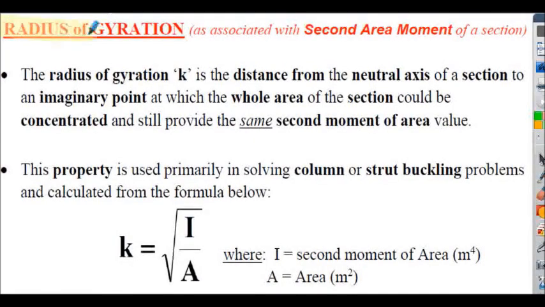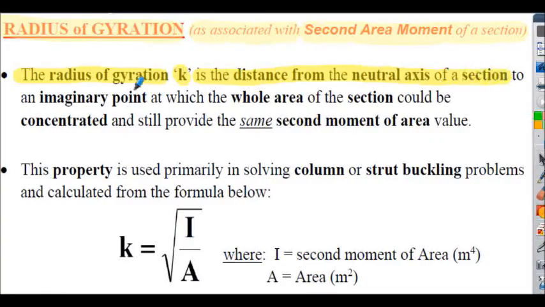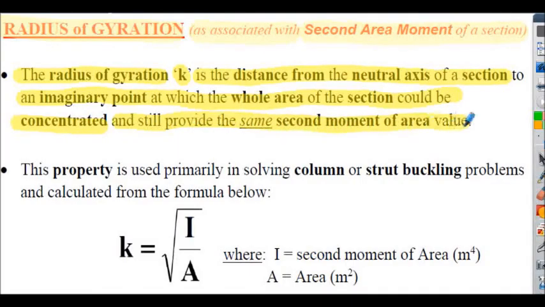Let's now consider the radius of gyration as associated with the second area moment of a section. The radius of gyration, usually given the symbol lowercase k, is the distance from the neutral axis of the beam section to an imaginary point at which the whole area of the section could be concentrated and still provide the same second moment of area value. Engineers use this k value as it helps simplify their calculations.